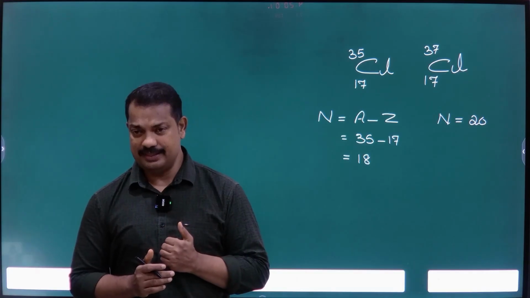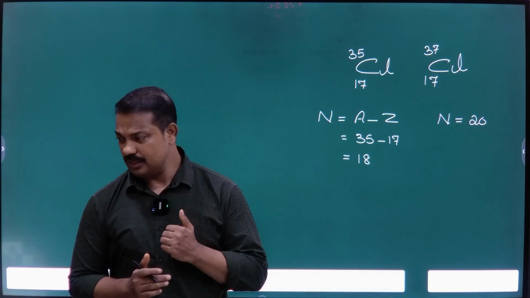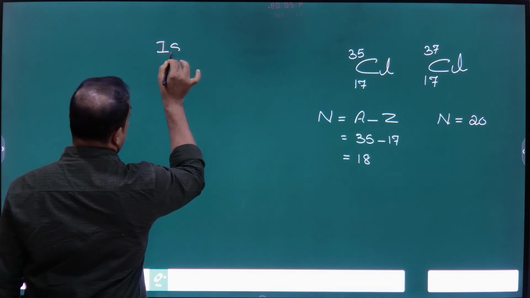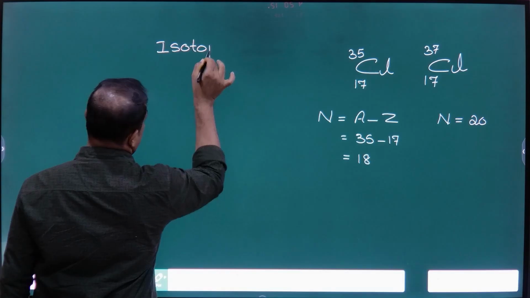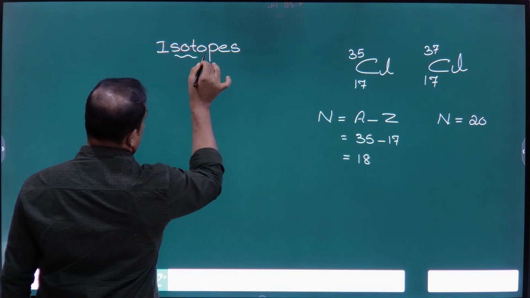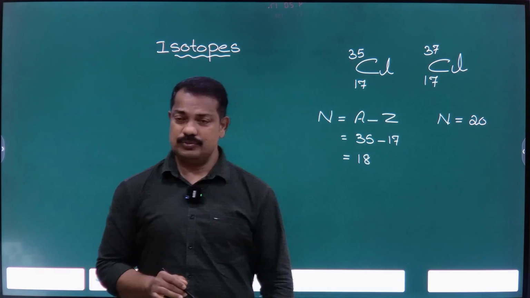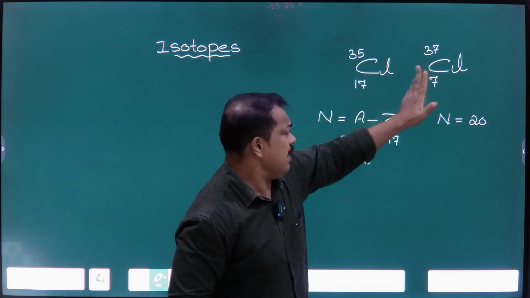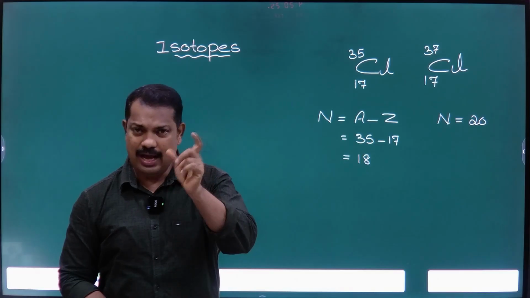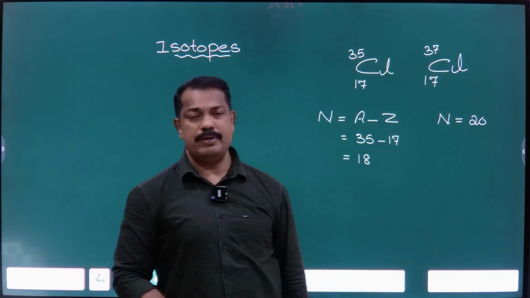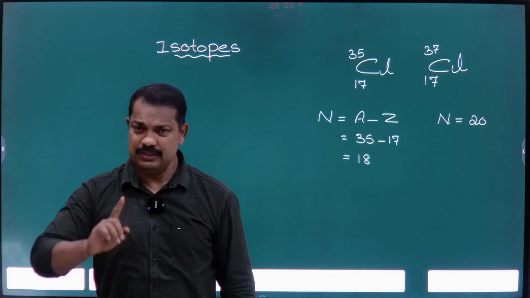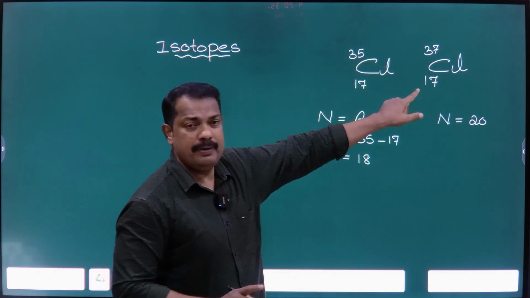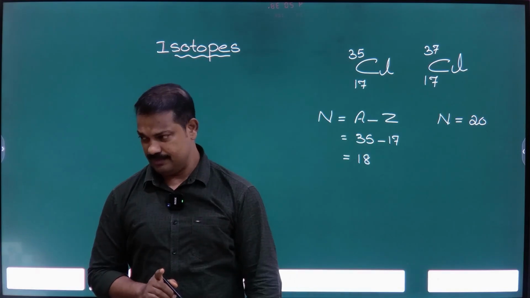Such atoms are called isotopes. So, what are isotopes? Isotopes are atoms of the same element having the same atomic number but different mass number.